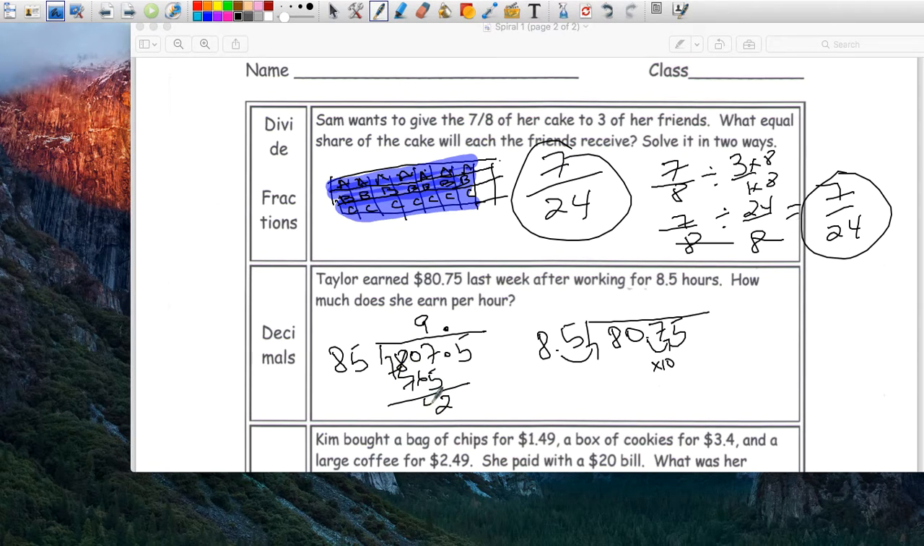Borrow. 10 minus 6 is 4. 5, bring it down. Now 85 goes into 425. I don't know, 5 times? Does it? Yep, it does, actually. Perfectly. 5 times 5, 25. Carry the 2, 42. So her hourly rate, she makes $9.50 an hour. Okay.